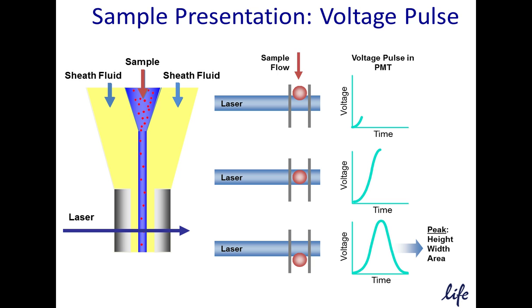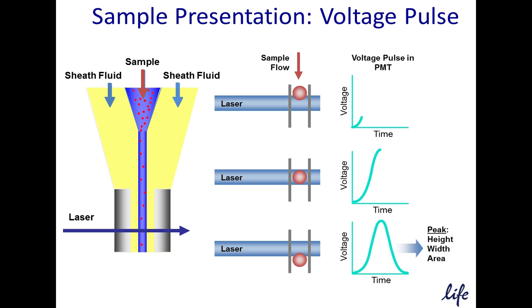When a cell or particle passes through a focused laser beam, it refracts or scatters light in all directions and can also emit fluorescence. The scatter and fluorescence last only a few microseconds because the particles are moving very quickly. The detectors convert this momentary flash of light into an electronic signal called a voltage pulse.